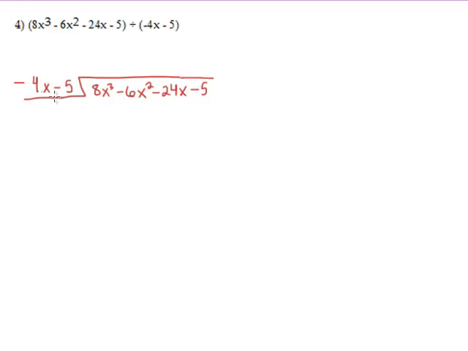Okay, we want to say, what do we multiply negative 4x by to get 8x cubed? So let's do this step by step. We have a negative, we don't want it to be negative, so we have to multiply by a negative. We have 4 and we want 8, so we multiply by 2. We have x and we want x cubed, so that means we multiply by x squared.